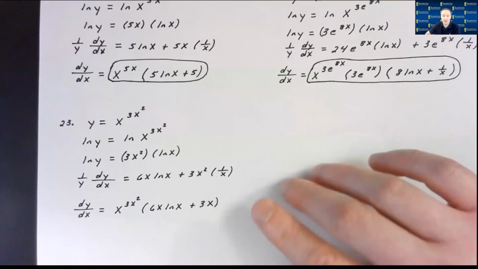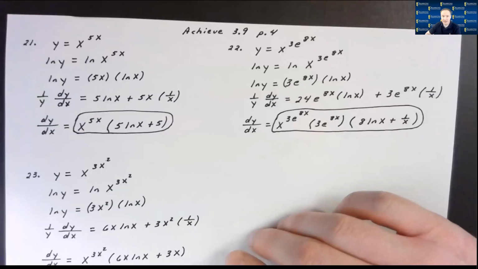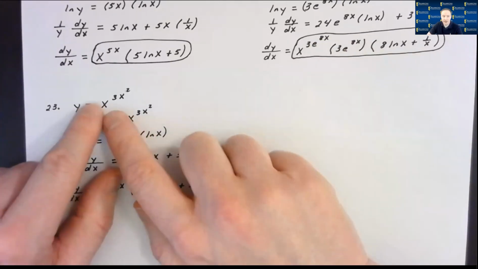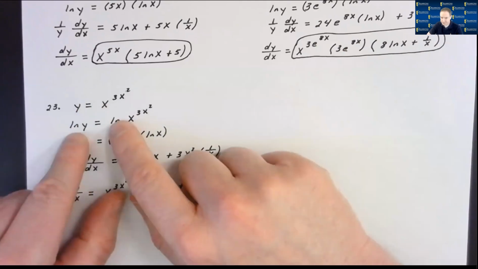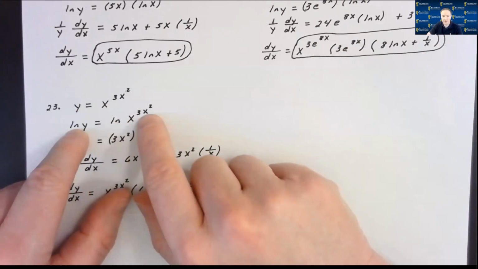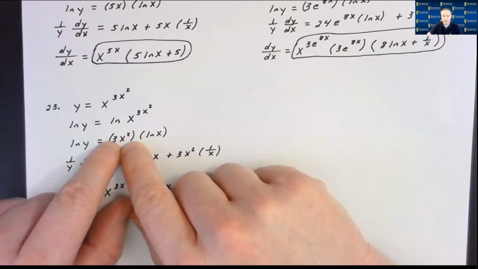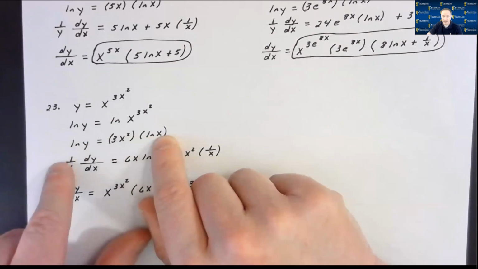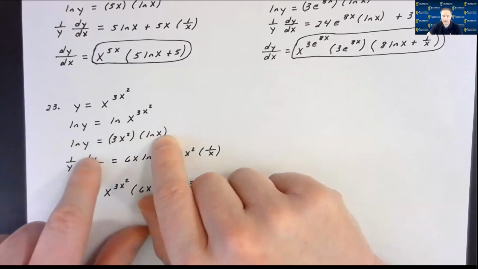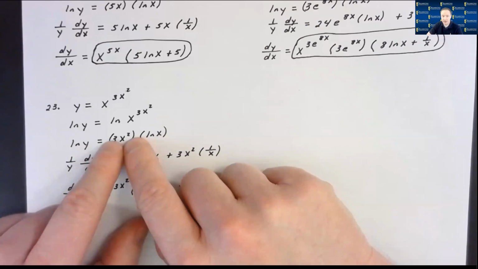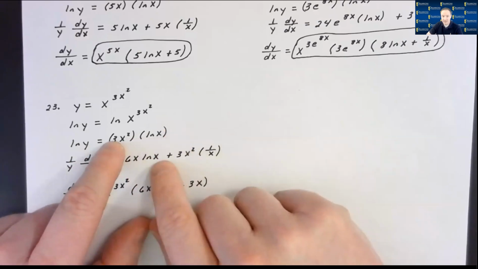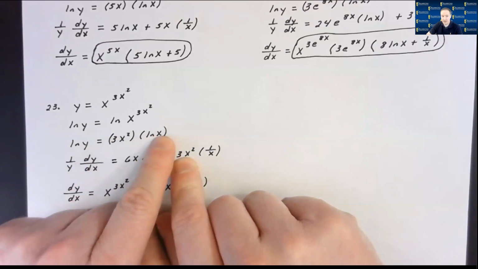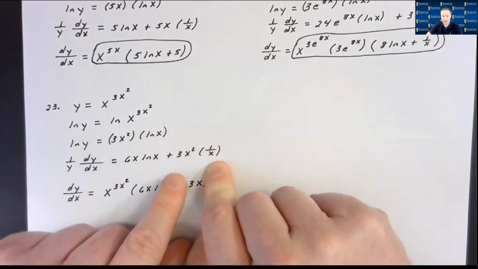The next one here, it's actually a bit anticlimactic from 22. 22 is the beautiful one. 23, you have x raised to the 3x squared. You take the natural log of both sides. That exponent comes down in front and multiplies. Now I use the product rule on the right-hand side. As always, when you take the derivative of the left, it's 1 over y dy dx. Derivative of the right, we're going to have 6x times the second plus 3x squared times the derivative of the second, which is where I get my 1 over x.